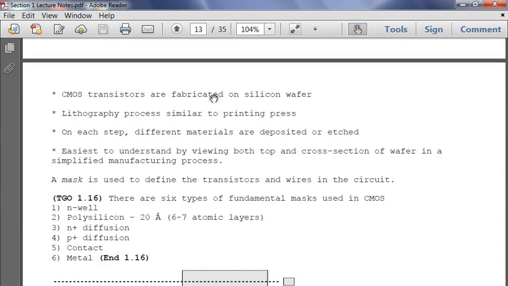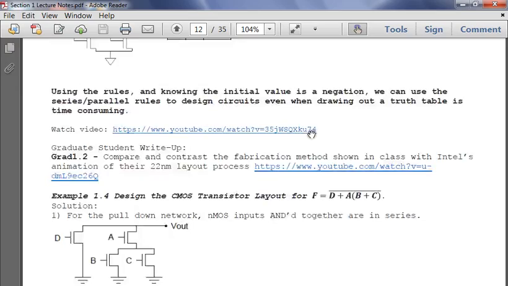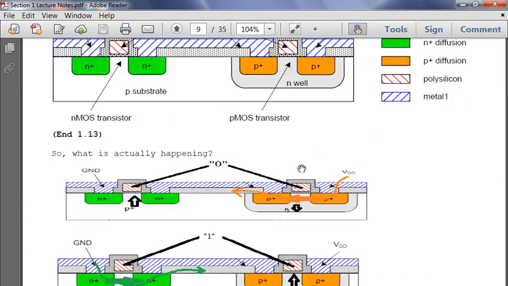So we just watched this video on how CMOS transistors are fabricated. What we're going to be using in this course when we describe the different stages, we're going to talk about N-well and polysilicon. Here I say 20 angstrom because it's a specific type of technology. And the polysilicon, if we go back to the transistor earlier, the poly is actually going to represent the pin.